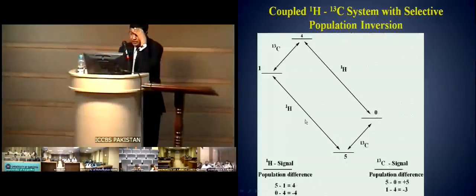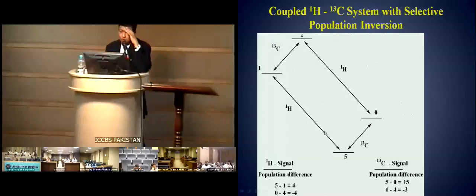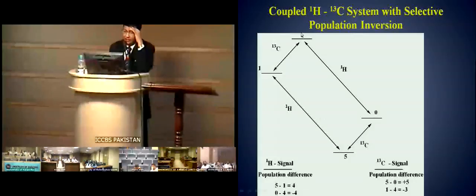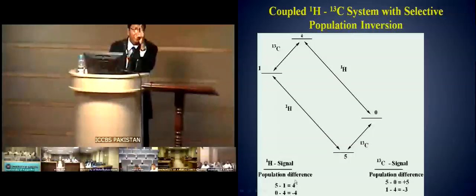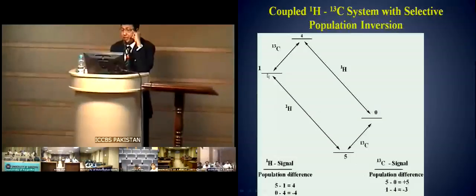Proton, this is a proton transition, right? This is a proton transition, 5:1, 4, and this -4. So it would still appear as a 4 times larger signal but inverted, one up and one down. On the other hand, the carbon has actually changed. 5 to 0 becomes +5, and 1 to 4 becomes -3.